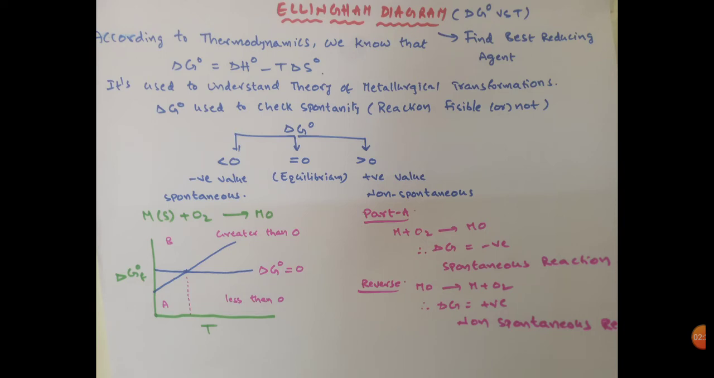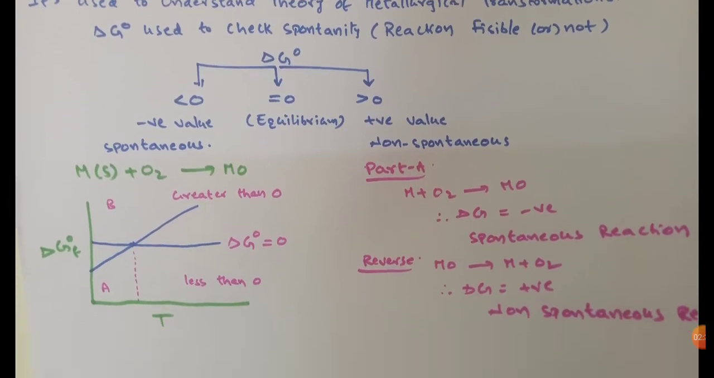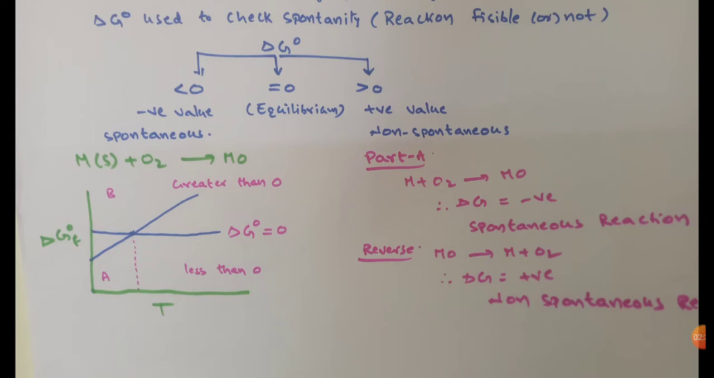This is the graphical representation you are already observing here, between the change in Gibbs free energy and the temperature. It is easy to find the best reducing agent from it. Just imagine there is a chemical reaction where a metal in solid form reacts with oxygen, forming a metal oxide. That is the normal chemical reaction. Now by plotting the graph between the change in Gibbs free energy, that is delta G F naught, and temperature, we will get this graph.